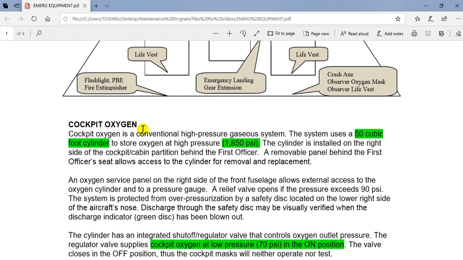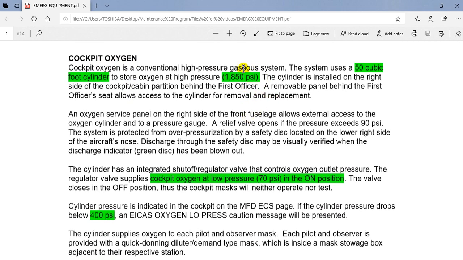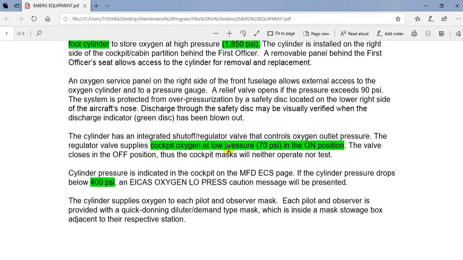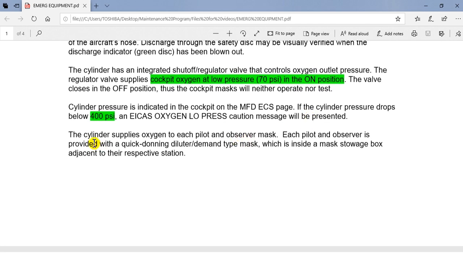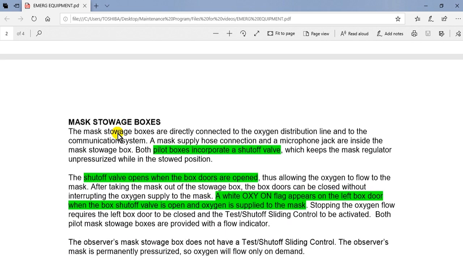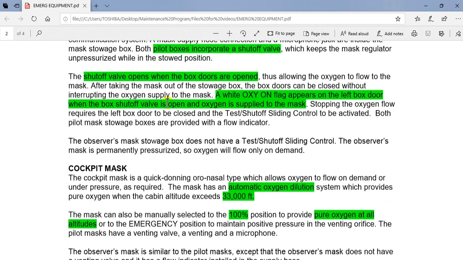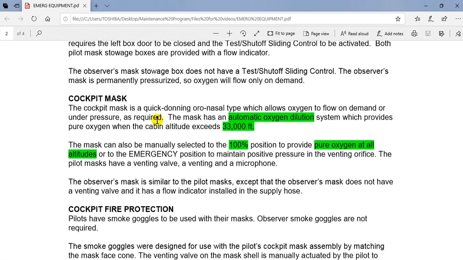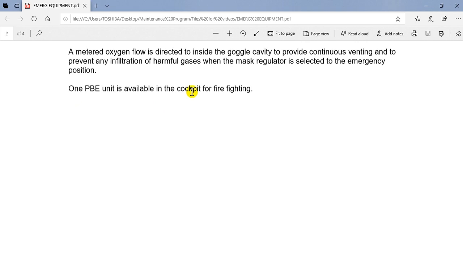Okay, this is the control cabin, cockpit oxygen, the pressure and the volume. Cockpit oxygen, low pressure here. When you see low pressure, you will replace it. Here, oxygen mask, cockpit mask, cockpit fire protection, PBE, protective breathing equipment.